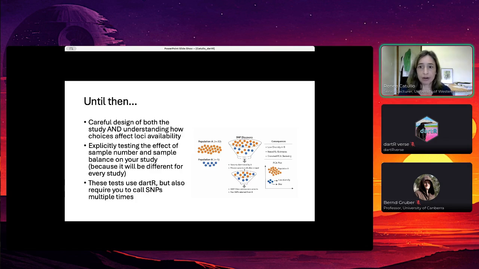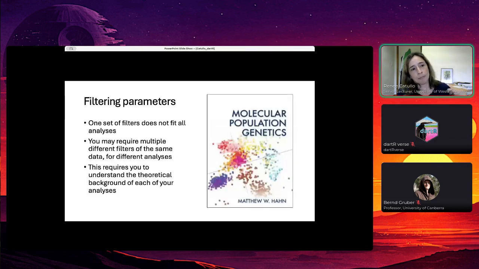So doing these tests does involve dartR. I use dartR pretty much every day, but it does require you to call SNPs multiple times. And it's hard for me to see these days a paper that gets through review with me where they've called SNPs once across their paper, and that made sense. So a really key thing is one set of filters does not fit all analyses. You will require different filters for the same data for different analyses, and that requires you to understand the theoretical background of each of the analyses that you are doing.